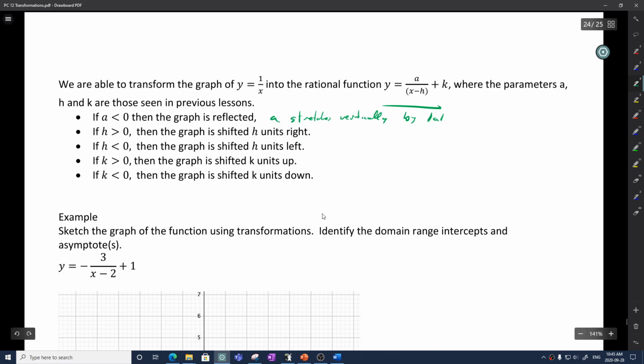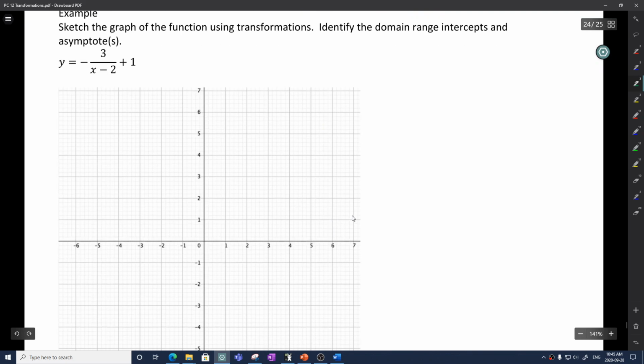All right, here we are. Sketch the graph of the function using transformations. Identify the domain, range, intercepts, and the asymptotes. So really, what is this question about? It is starting off with the basic function. We start off with y is equal to 1 over x, and we're going to transform that. So let's start off there.